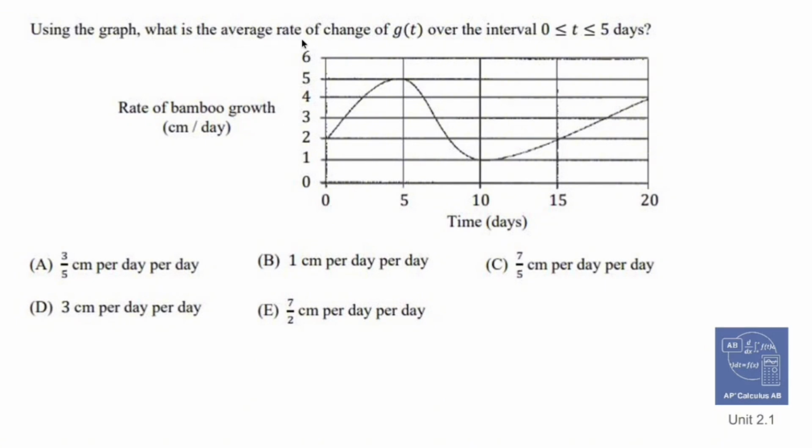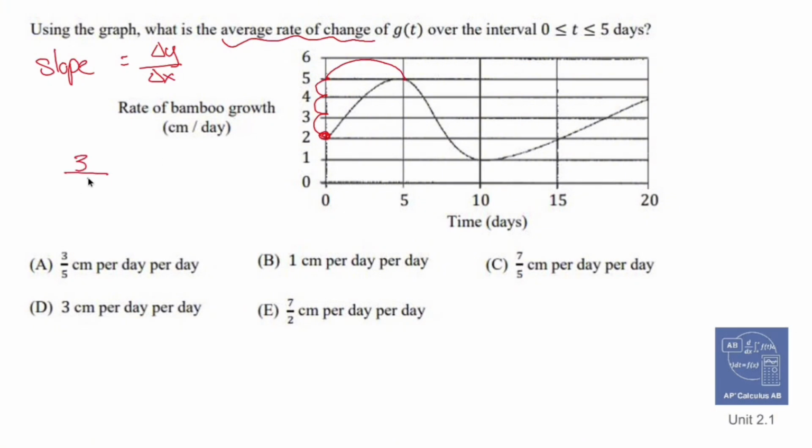Using the graph, what is the average rate of change of g of t over the interval 0 to 5 days? All right, so I'm given the graph. Average rate of change is just fancy talk for slope. So you're talking about the rise over run, the change in y over the change in x. So what I do is I say, all right, well, from 0 to 5 is just that little chunk right there. I'm going to find my rise, which is up 1, 2, 3. The y values, or the g of t values, go up by 1 every time, and I run 5.